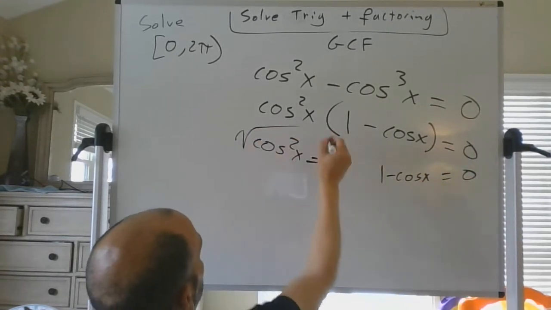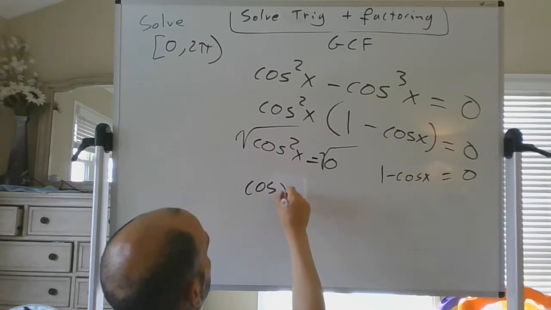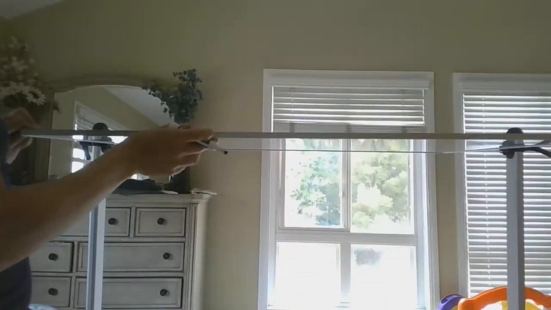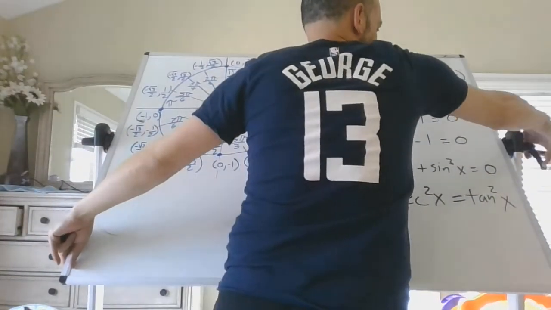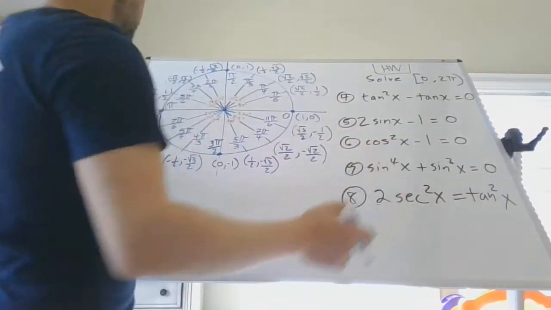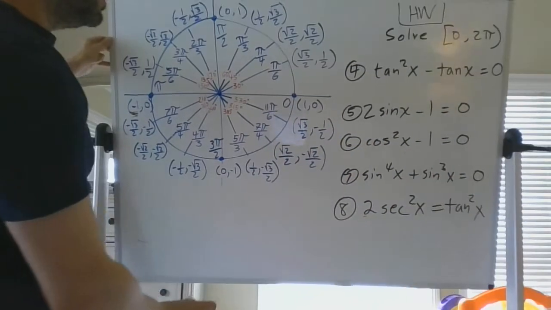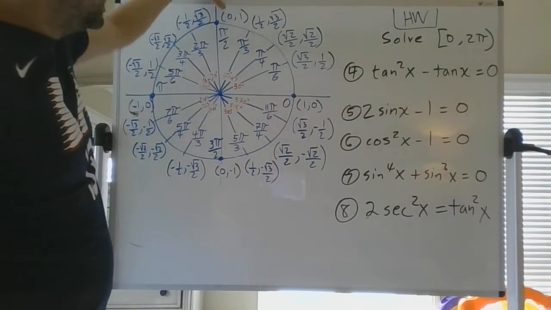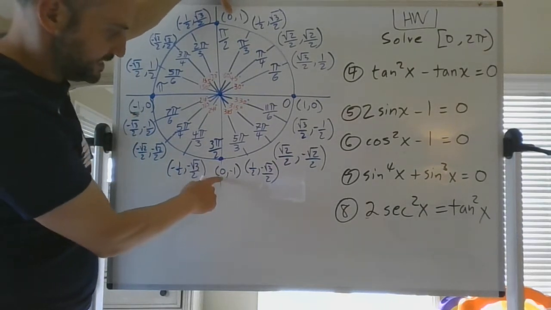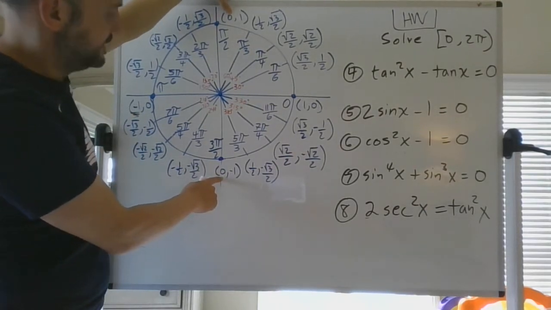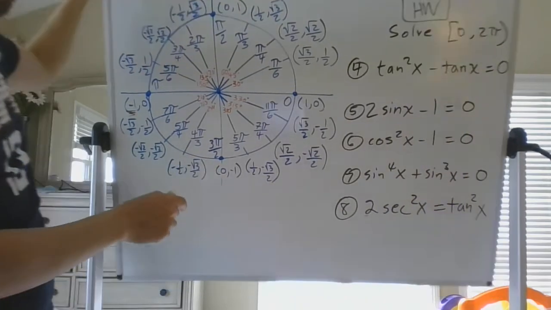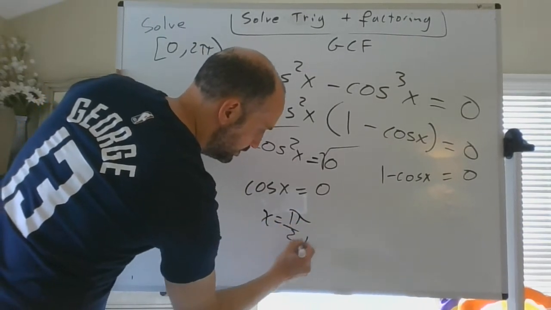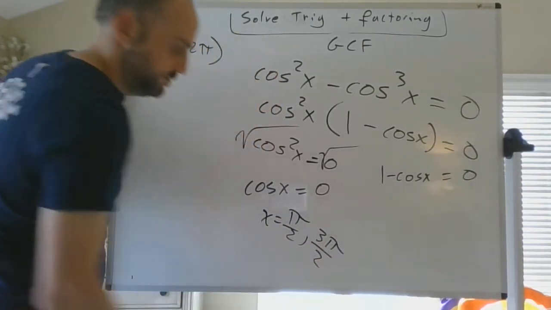Let's do this one first. Square root, cosine of x equals 0. And where does cosine equal 0? Okay, where does cosine of x equal 0? Cosine must equal 0. That's a no. That's a yes. And that's a yes. Cosine of x equals 0 at what? Let's see. Pi over 2, 3 pi over 2. Pi over 2 and 3 pi over 2.